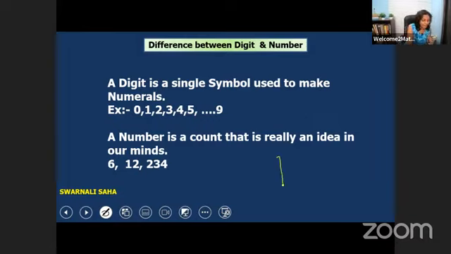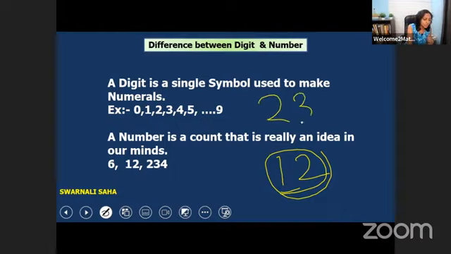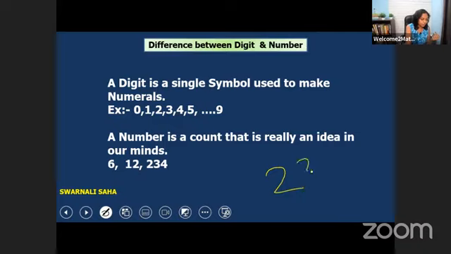Now let's take 1 and 2. These are two digits and they make 12, and 12 is a 2-digit number. So this is the difference between digit and number. Now let's take 2, 3, 4. Here we have 2, 3 and 4. There are 3 digits here, and they make a 3-digit number, 234. So this is the difference between digit and numbers.